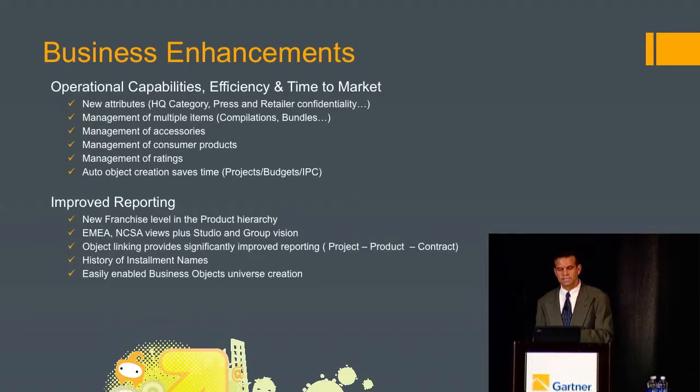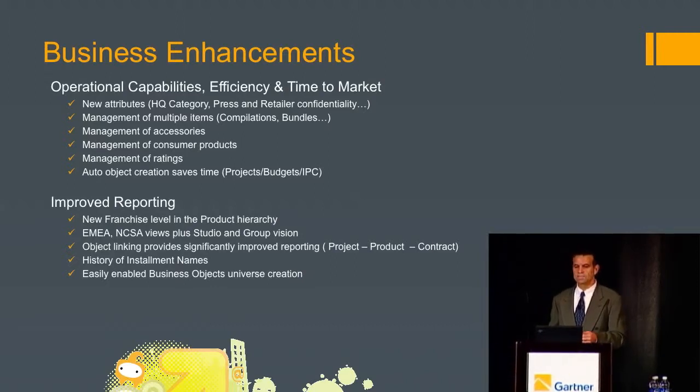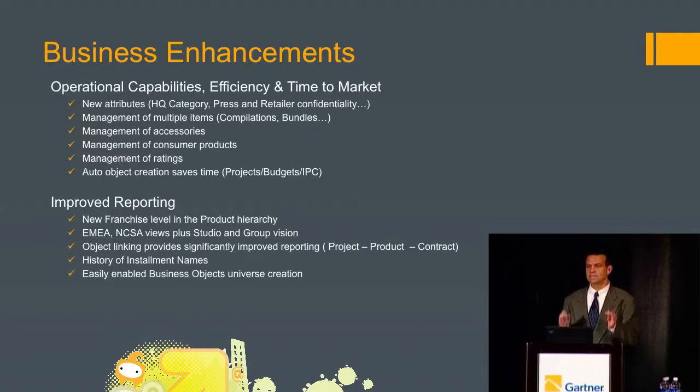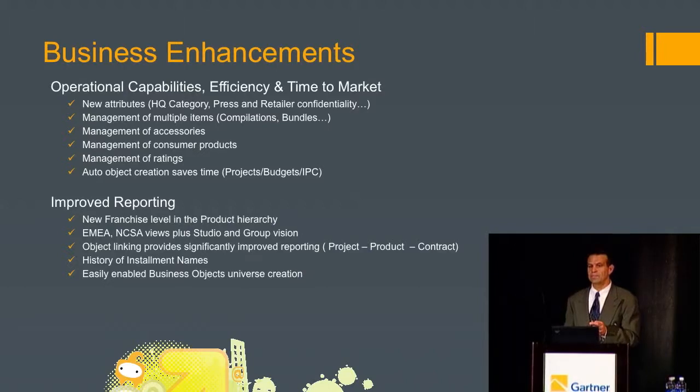The object linking provides a significantly improved reporting. You saw the links between the organizations and the data hierarchies themselves. Those relationships actually drive the ability to do distinct combinations of products to contracts, projects to products and their budgets as well.